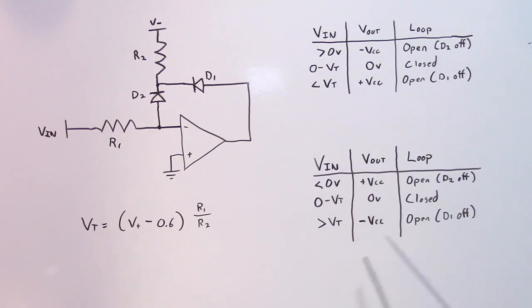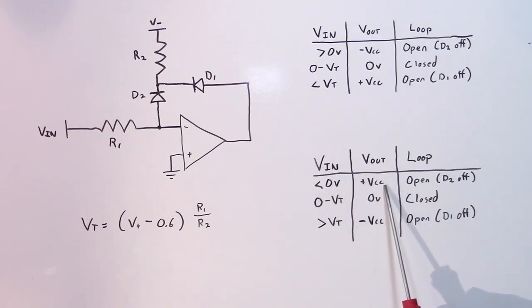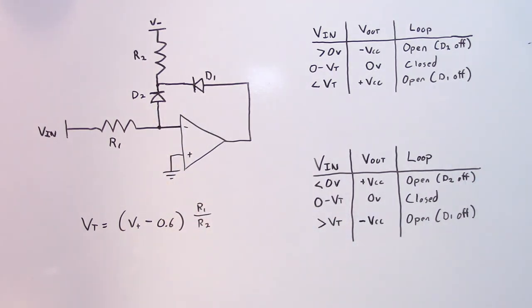So now we have a different truth table where below 0 volts, the output of the op-amp is driven to its positive voltage rail because D2 is reverse biased and off. Between 0 and our positive trip voltage, the output of the op-amp is 0 volts because both of these diodes will be forward biased and the loop will be closed. And above our positive trip voltage, the output of the op-amp drives negative because the loop is again open since D1 is reverse biased.